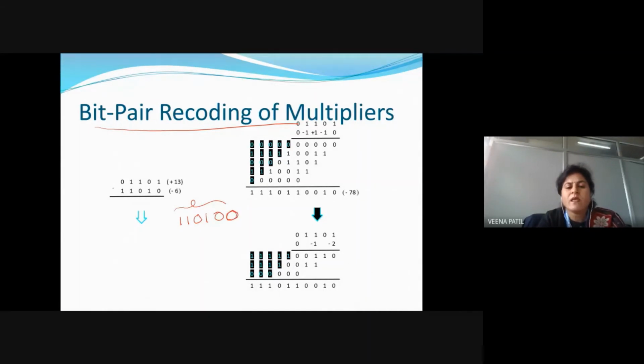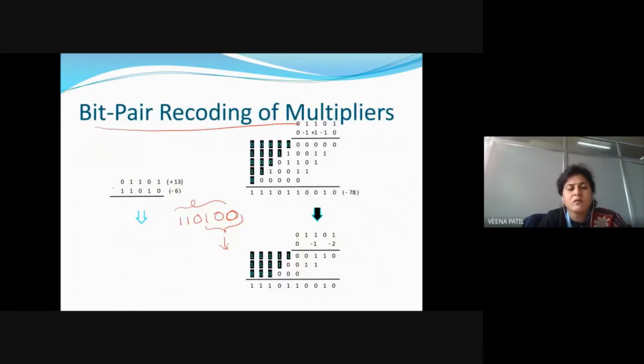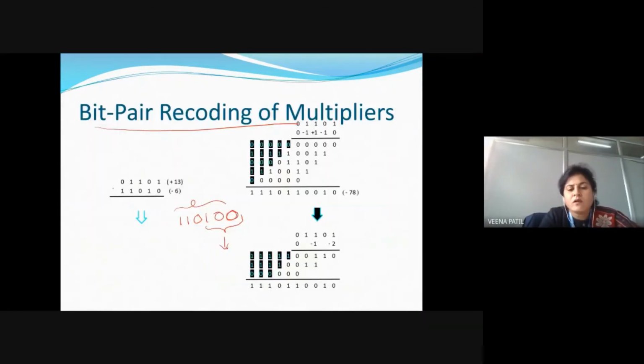Now unlike Booth's algorithm, here we are going to take 3 bits. Now compare these 3 bits here. What is that? 100. So what should I replace it with? I should replace it with -2. So I wrote it as -2 here.